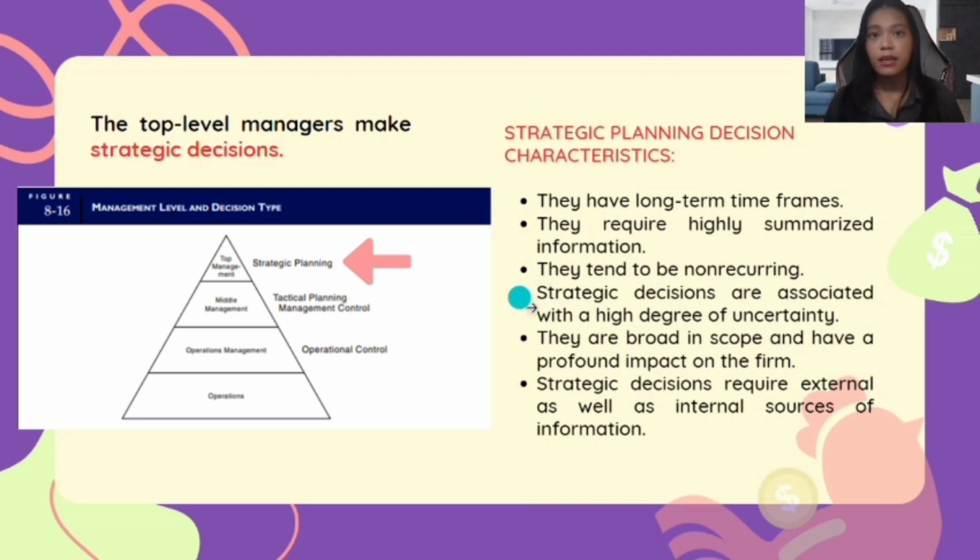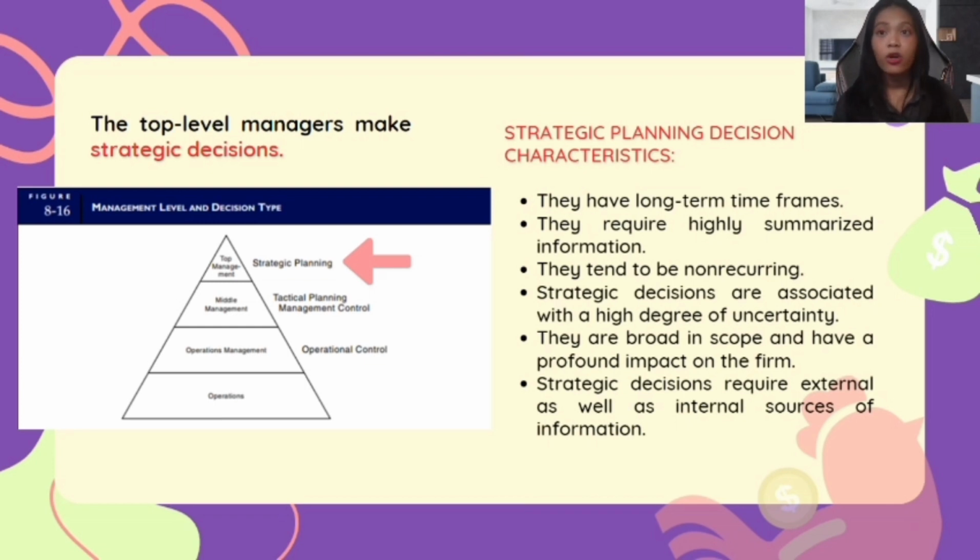Judgment is often central to the success of the decision. Next is that strategic planning decisions are broad in scope and have profound impact on the firm. Once made, strategic decisions permanently affect the organization at all levels. Lastly, strategic decisions require external as well as internal sources of information.